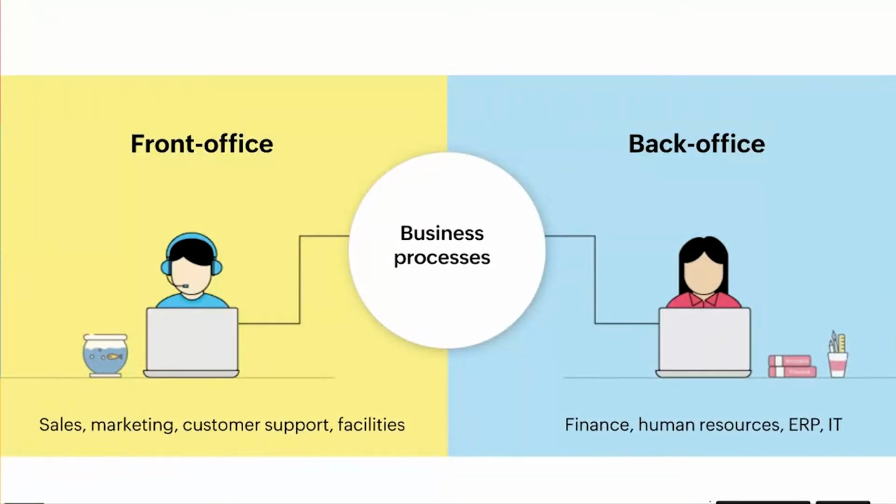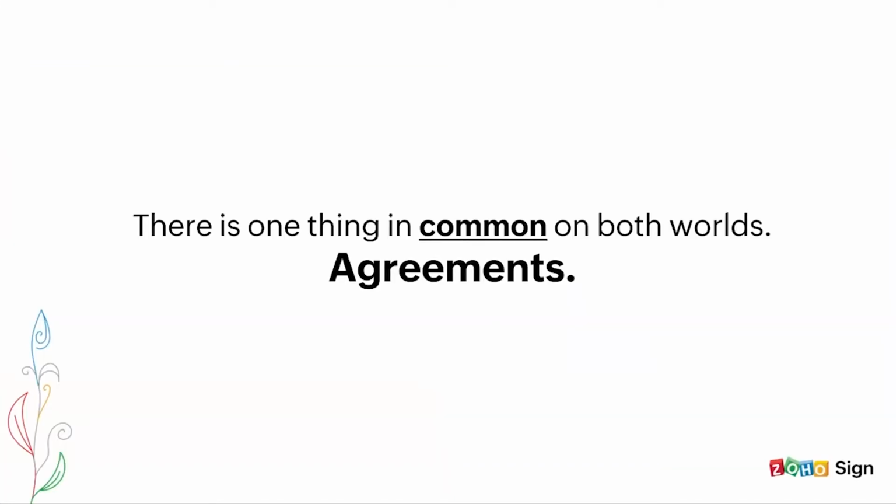Be it any business, let's take any business, small, medium, or large enterprise, any business has two sides to it. One is the front office, and another one is the back office. Front office is where departments like sales, marketing, and support exist. And in the back office, we have teams like finance, HR, and IT. Be it front office or back office, there is one thing which is very, very common: the agreements and paperwork. We need these agreements going in harmony to keep both our front office and back office, and the business operations, up and running.